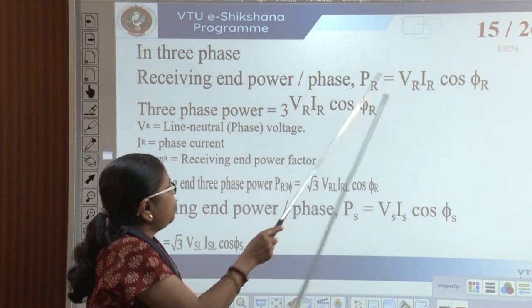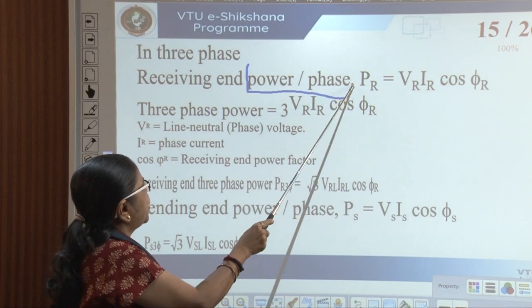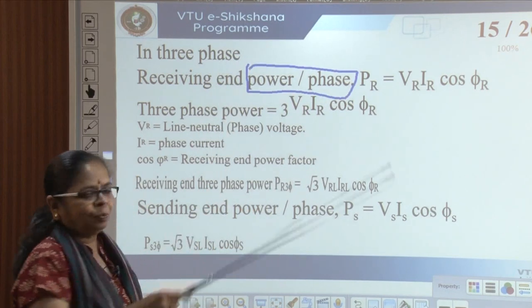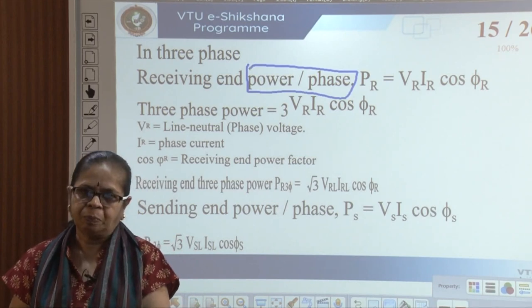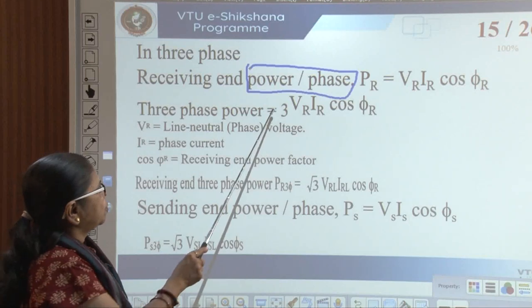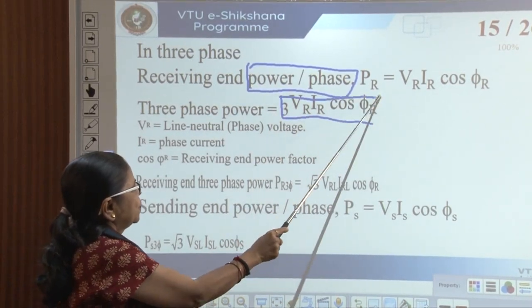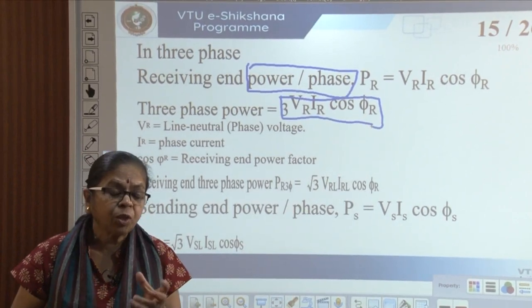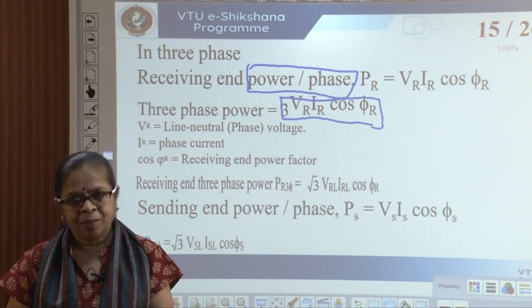So this would be, this is important, the power per phase in a three phase system. So what would be the total power into three? Why into three? Because I have three phases. And I am assuming, I told you what is the assumption I made, that the system is balanced.